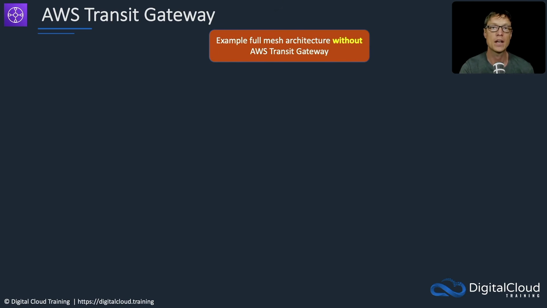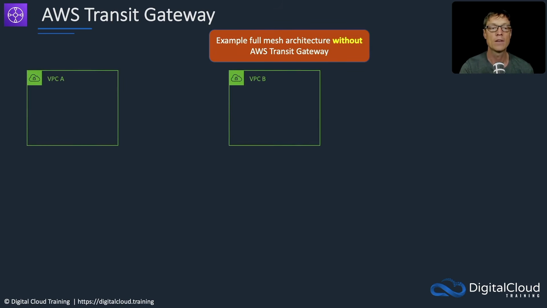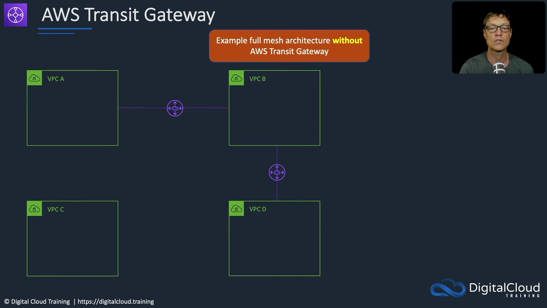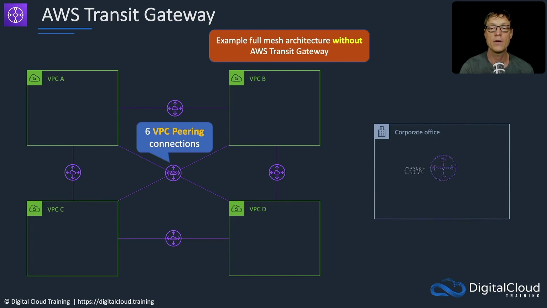The peering connections that we set up if we use VPC peering can become extremely complex. So let's say we have VPC A, B, C, and D again, and we've established our VPC peering links. And as you know, there's going to be quite a few peering links here. We've got 6 peering links that we've got to set up just for 4 VPCs. And as you increase the number of VPCs, it gets very complex. So here we have 6 VPC peering connections.